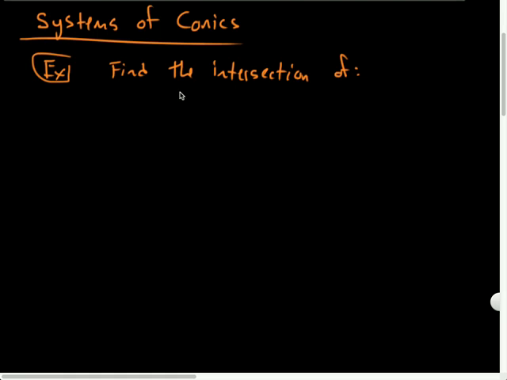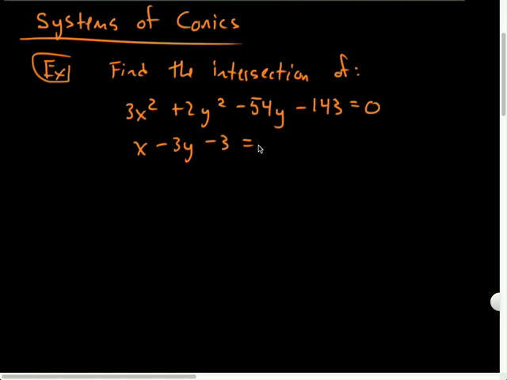What if I've got 3x squared plus 2y squared minus 54y minus 143 equals 0. And the equation of the line, x minus 3y minus 3 equals 0. That's the equation of a line in standard form, Ax plus By plus C equals 0. Sometimes it's equal to C, but nonetheless, let's define that. So this is a line right here.